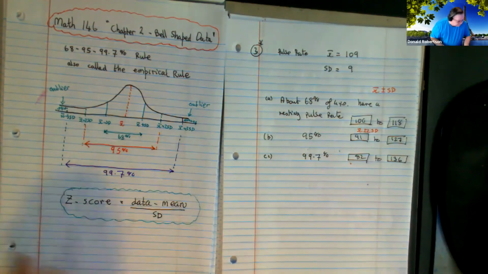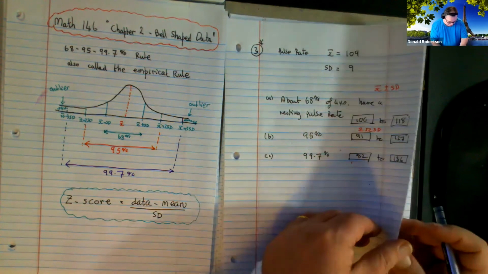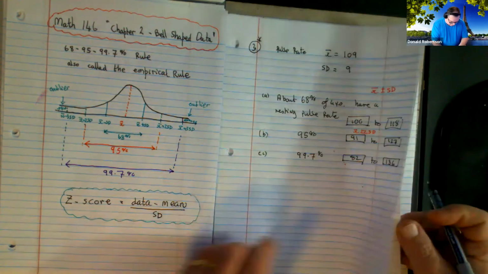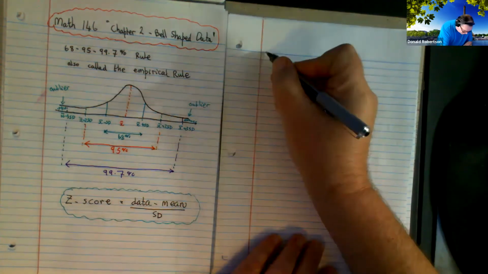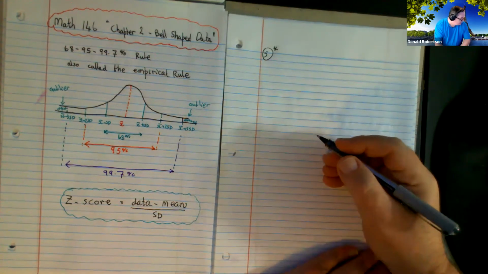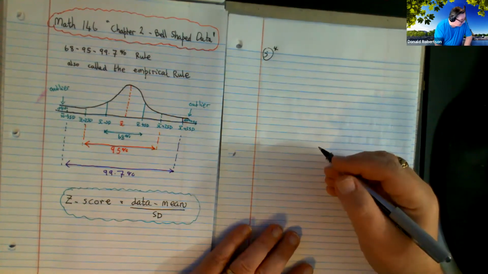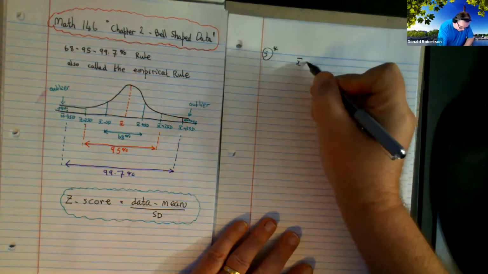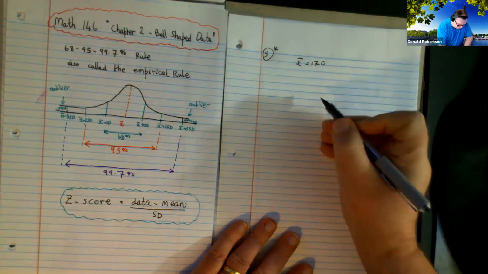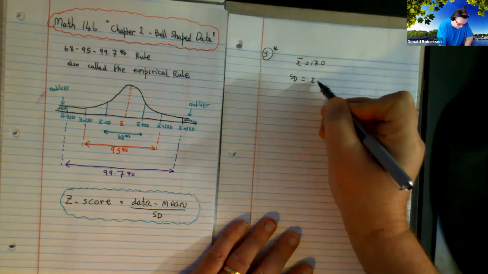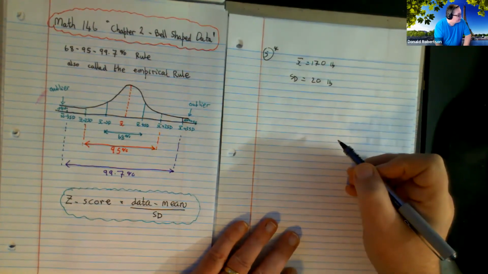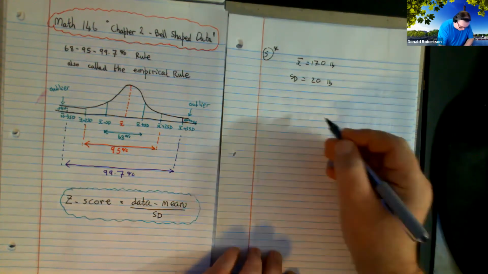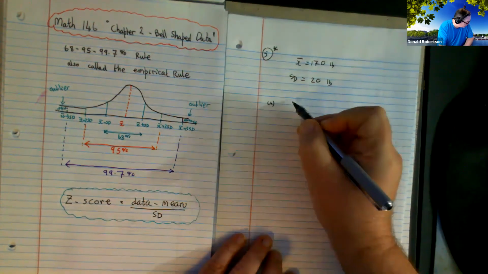So the next question we're going to do is calculating some Z-scores. The first one I can find that has a Z-score in it is question 5. The mean weight for men 18 to 24 is 170 pounds. Standard deviation is 20 pounds. Find these standardized Z-scores. So let's find these Z-scores. I'll just pick one at random.